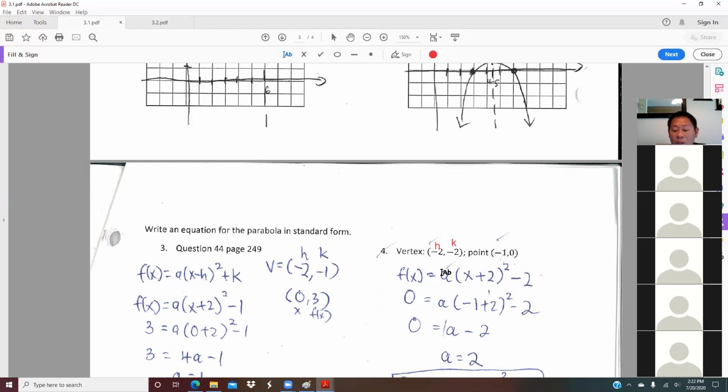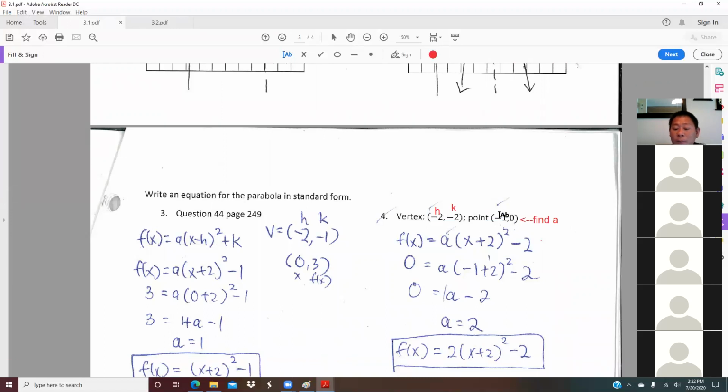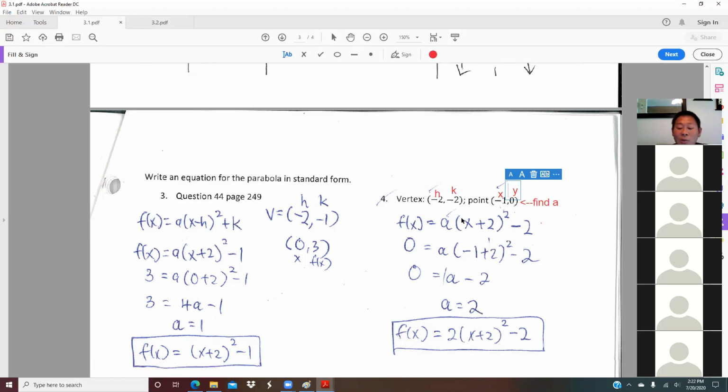This a is what you need to find. And how do you find the a? You use this point, -1, 0. So once you got -1, 0, you find a with it. You plug in your x and your y here, or your f of x. So your y will become 0, your x becomes -1, and then you try to solve for a here. So this will give us 1. 1 squared is 1. So it's 0 equals a minus 2. A is 2, and then you plug it back into this, and you get this function.